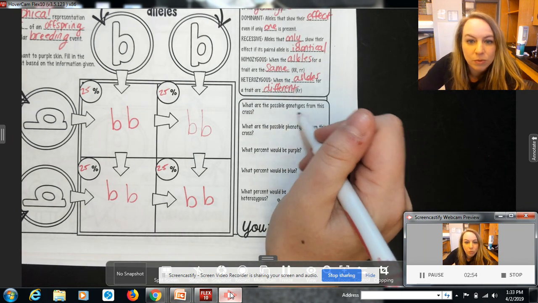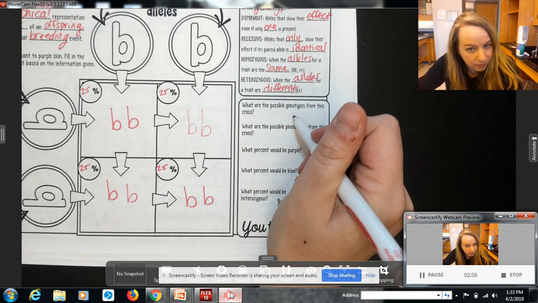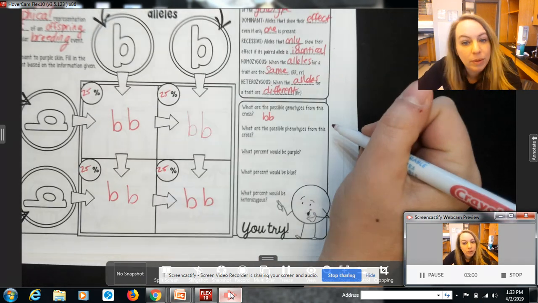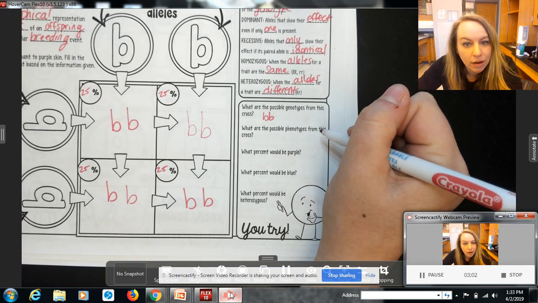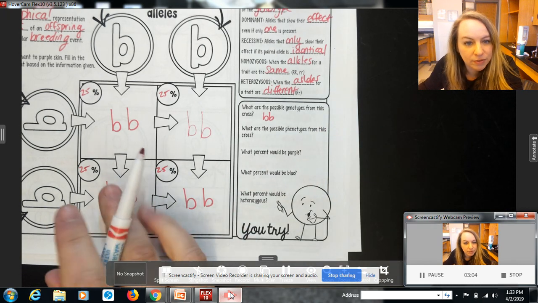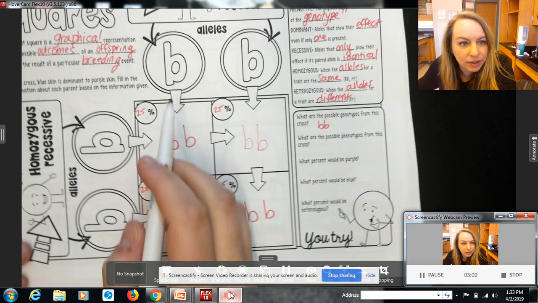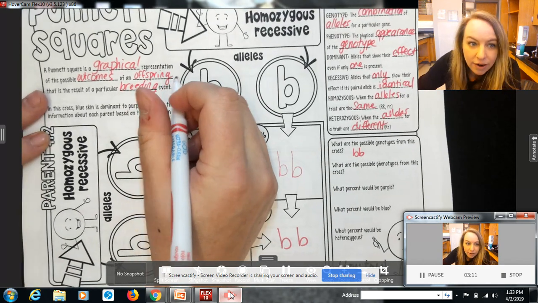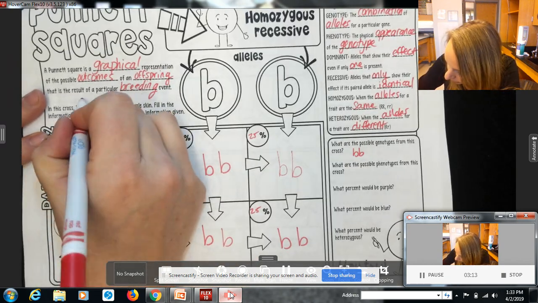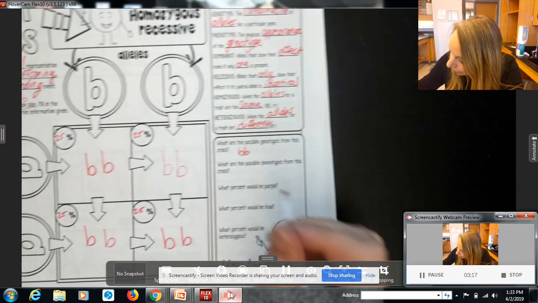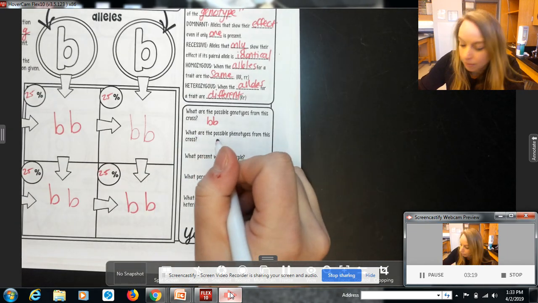Question one says, what are the possible genotypes from this cross? Well, I only had little b, little b. What are the possible phenotypes from this cross? Every single one of these will express the recessive allele. If I go back and look here, blue skin is big B and purple skin is little b. So all of them will be purple.